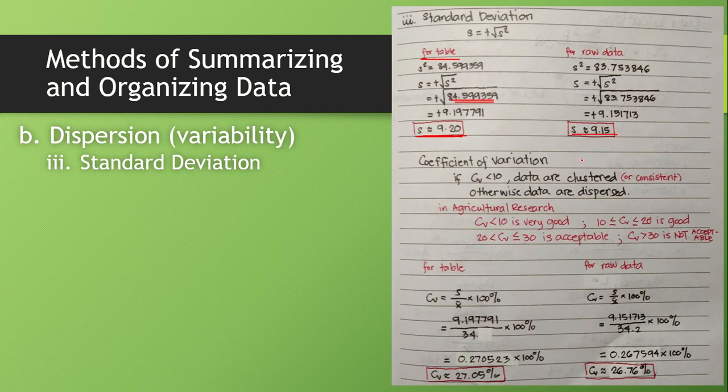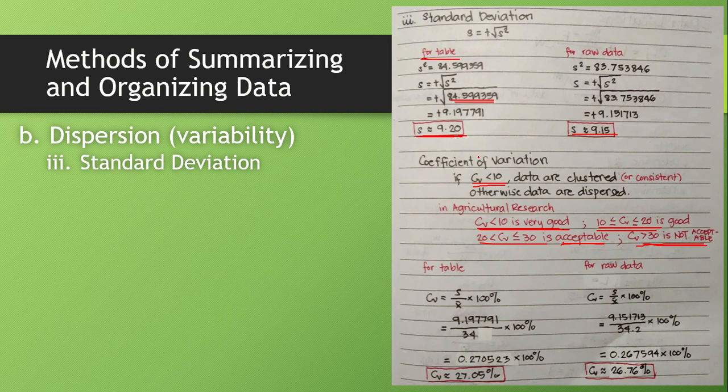So to determine how spread out it is, we'll get the coefficient of variation. Now in agricultural research, they have a range here. If you get a coefficient of variation which is less than 10, then we can say that your data gathered is very good, meaning they are clustered. We can also say good if your coefficient of variation ranges from 10 to 20. If it ranges from 20 to 30, it's still acceptable, but greater than 30 is not acceptable. Therefore, you may need to redo your experimentation or data gathering.